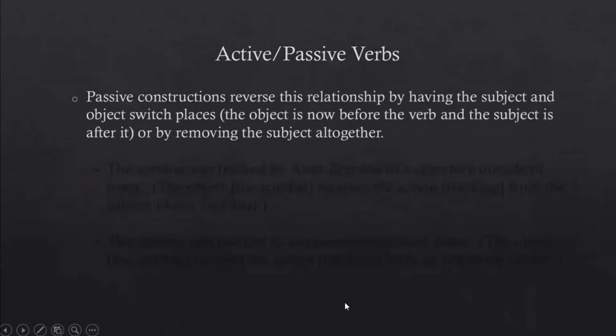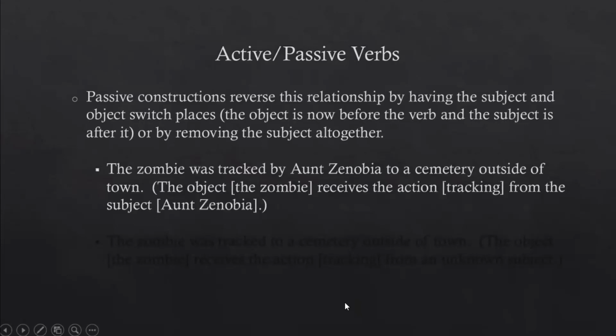Passive constructions reverse this relationship. They have the subject and object switch places so that the object now comes before the verb and the subject comes after it. Or even more commonly, they remove the subject altogether. What does that look like? The zombie was tracked by Aunt Zenobia to a cemetery outside of town. So the object, the zombie, is receiving the action of tracking from the subject, Aunt Zenobia. Oftentimes when it's reversed like this and you still have a subject, you'll see the by, right? The zombie was tracked by Aunt Zenobia. They often look like this too, was tracked, right? It'll be a compound verb like that.